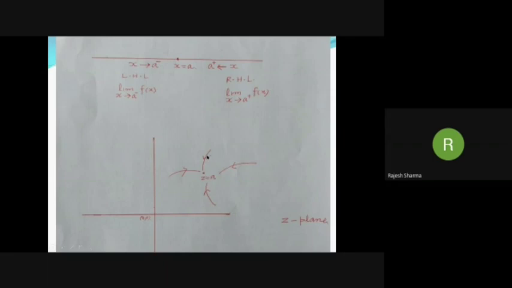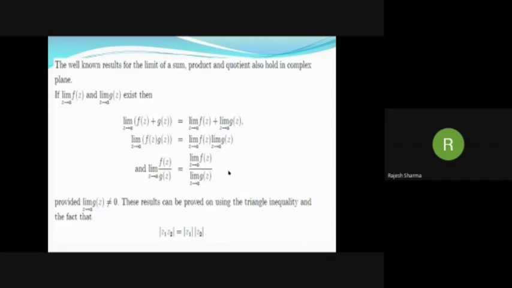Now, in case of complex, we have this point z equals a. Now, z can approach a from any direction. That is, from infinitely many directions. So, the limit in case of complex is more involved.